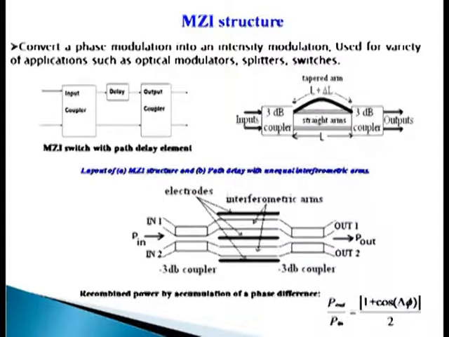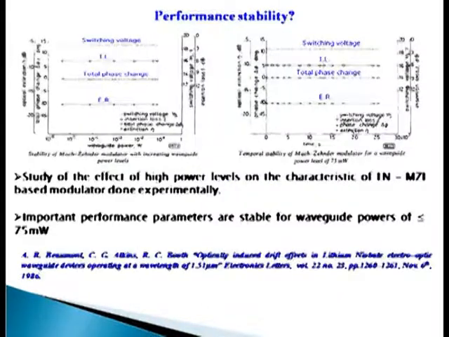Now how we will get the power from out 1 or out 2 will depend upon the position of the electrodes, and here we are going to use the electro-optic effect. So this is the example of Mach-Zehnder switch. A sort of history about this, why this structure is being used to design all optical switches. It has got the performance stability.